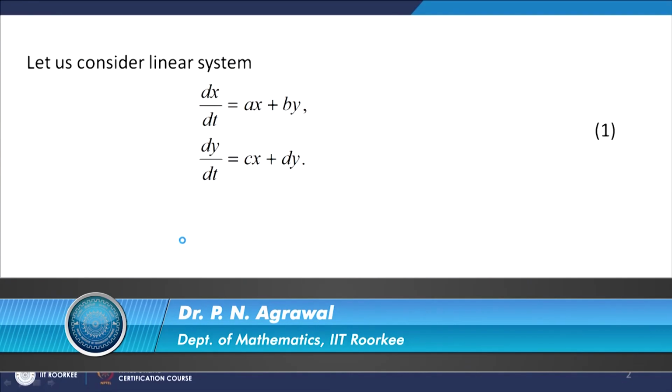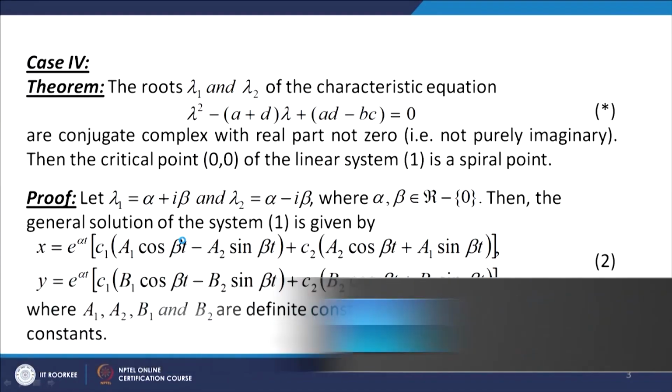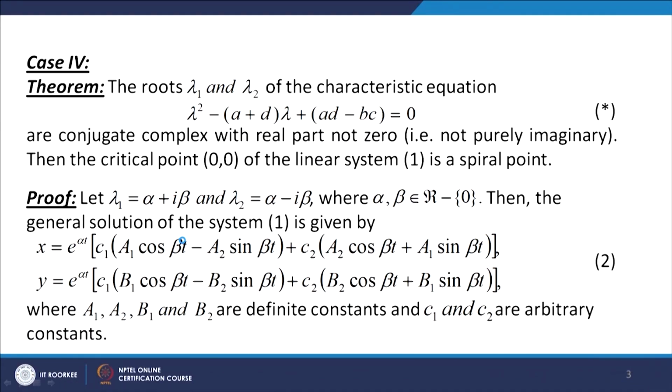Now, we are going to discuss the case fourth, where the roots lambda 1 and lambda 2 of the characteristic equation are conjugate complex with real part not equal to 0. That means the roots are not purely imaginary. So, let us consider this case. Here we shall see that the critical point 0 0 of the linear system is a spiral point. So, let us see how we get this situation.